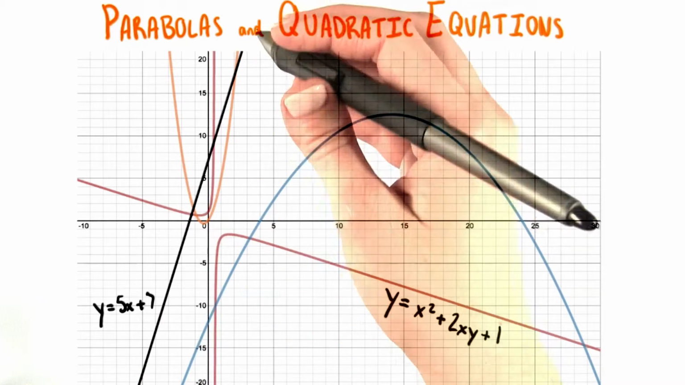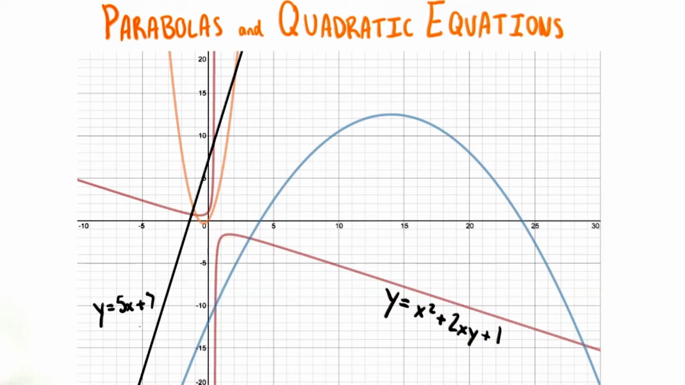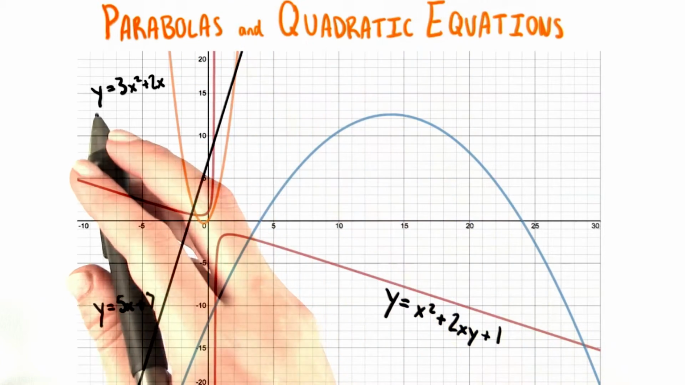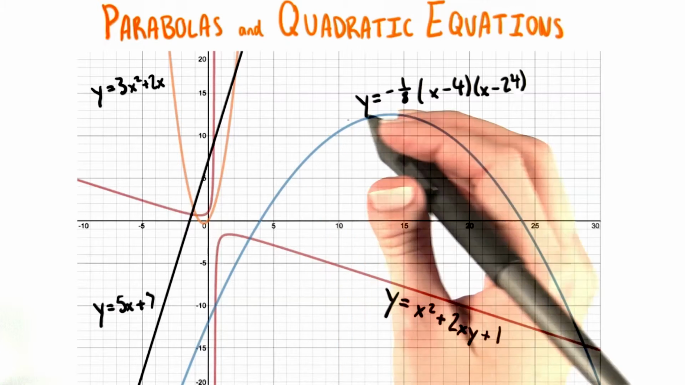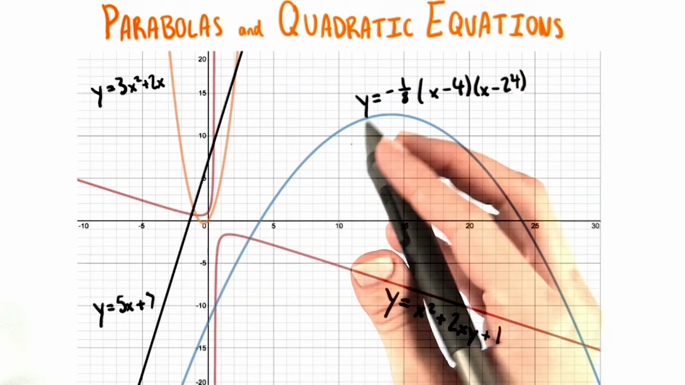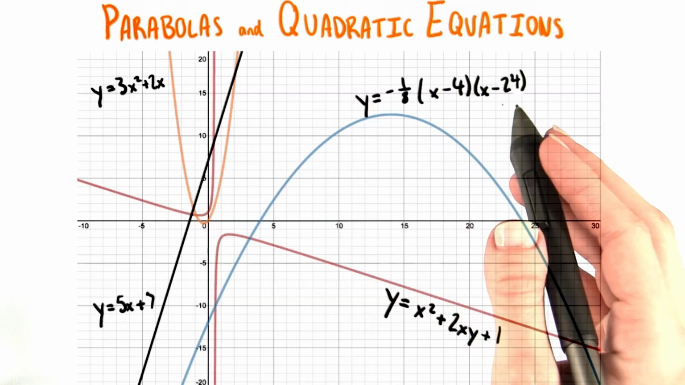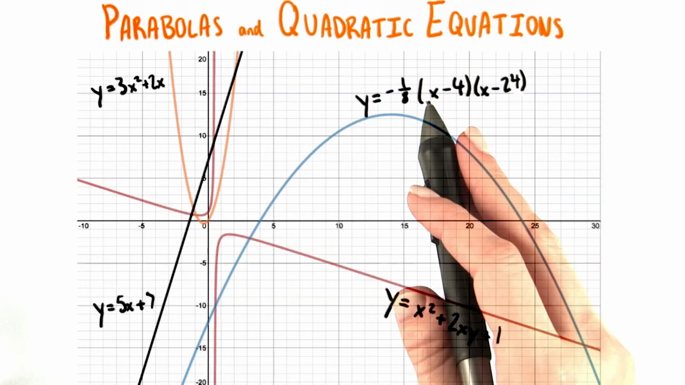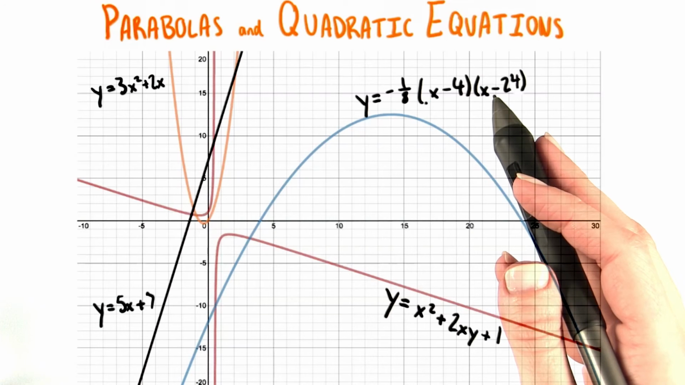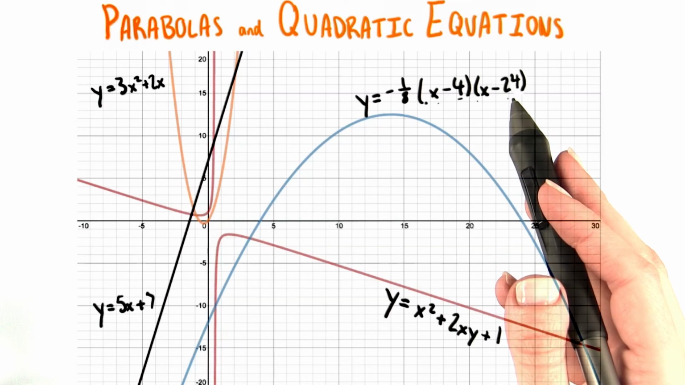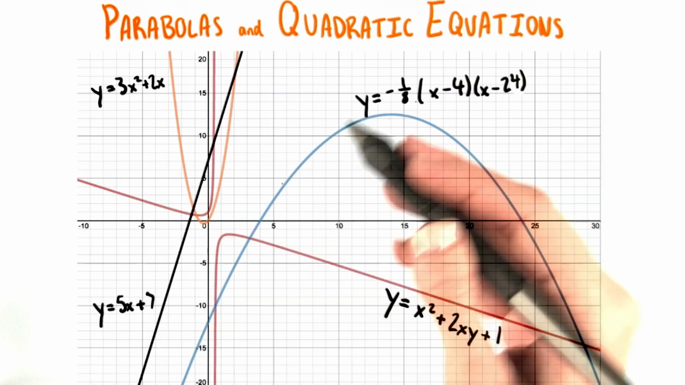The solitary straight line is, of course, y equals 5x plus 7. The yellow curve is the parabola y equals 3x squared plus 2x. And this last curve left, this big blue arc, is y equals negative 1/8 times (x minus 4) times (x minus 24). We can see that if we multiplied out all of the terms inside here, we'd end up with a term with an x squared in it as the only term of degree 2. And it does indeed graph a parabola.